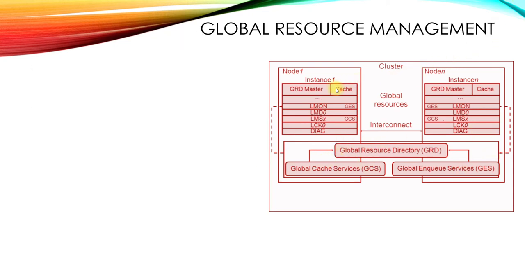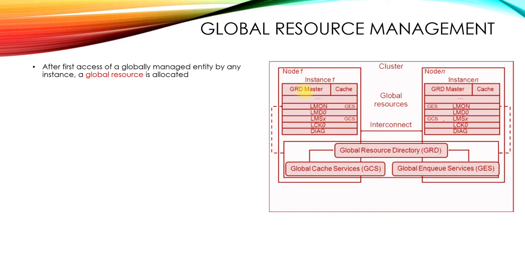Now what is global resource management? Let's see that. Let's say a user is accessing a specific block, wants to access a specific table, and that table does not exist in memory, in the database buffer cache. So what will happen? Oracle will go and fetch the block from the database files and put that block in the database buffer cache. That's how it works.